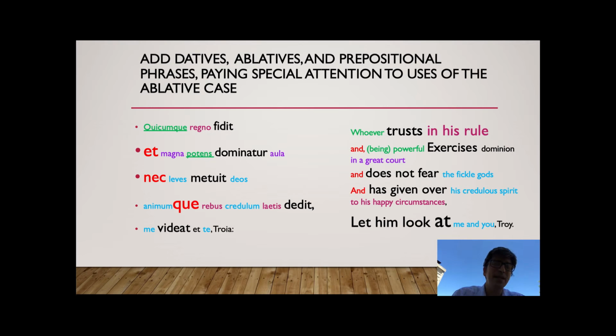Then we have another big stop sign, neque, and we have our verb and its two direct objects, and does not fear the fickle gods, and has given over his trusting spirit to his happy circumstances. Rebus laetis, dative with verbs of giving, showing, or telling. It's a true indirect object. Let him look at me and you. And then we have another noun, Troia, which is in the vocative case, O Troy. We're addressing Troy as if it's a person.